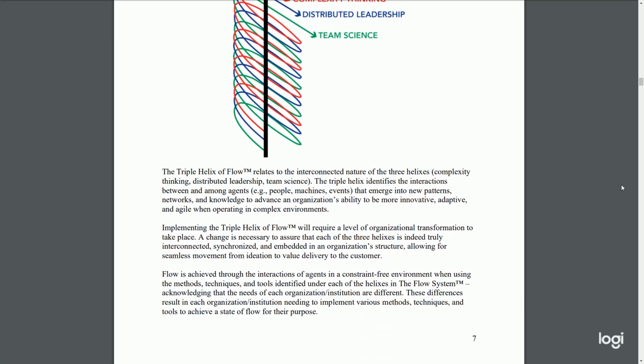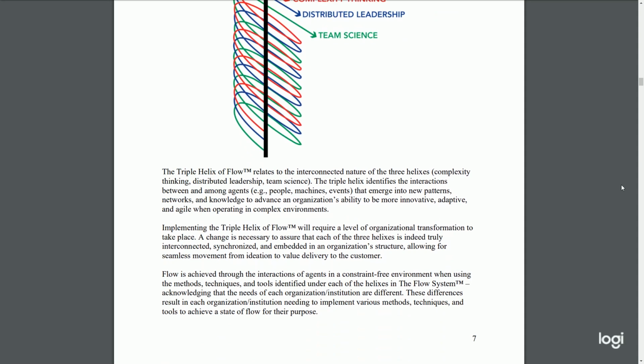The triple helix of flow relates to the interconnected nature of the 3 helixes: complexity thinking, distributed leadership, and team science. The triple helix identifies the interactions between and among agents, e.g., people, machines, events, that emerge into new patterns, networks, and knowledge to advance an organization's ability to be more innovative, adaptive, and agile when operating in complex environments.